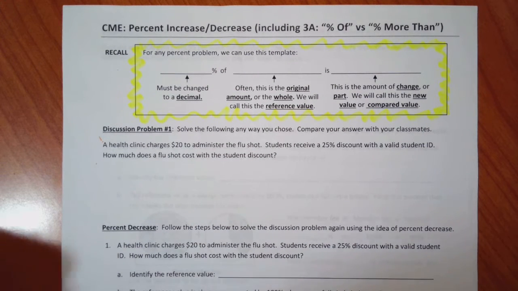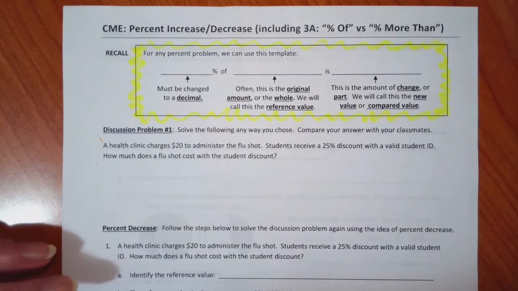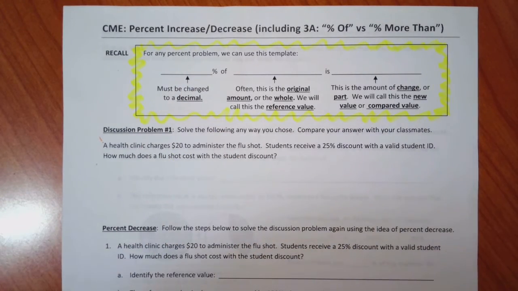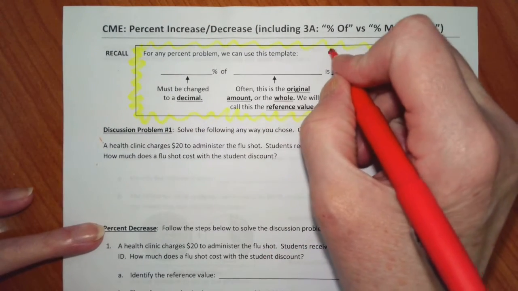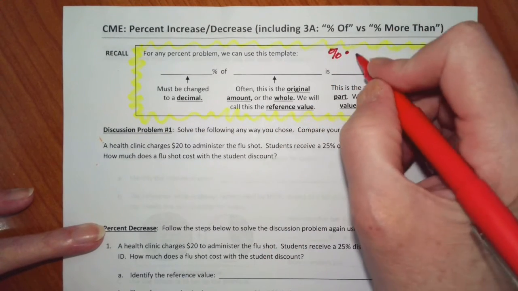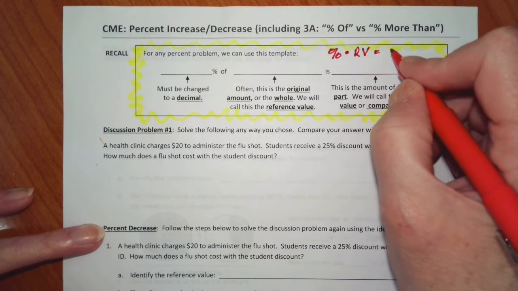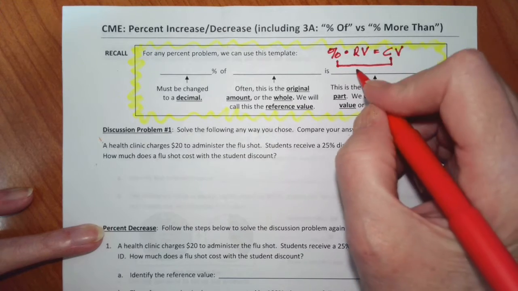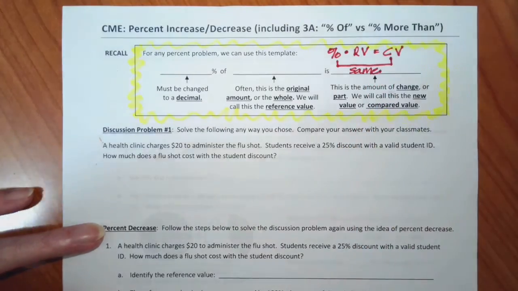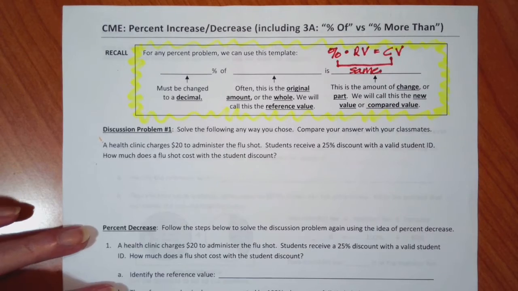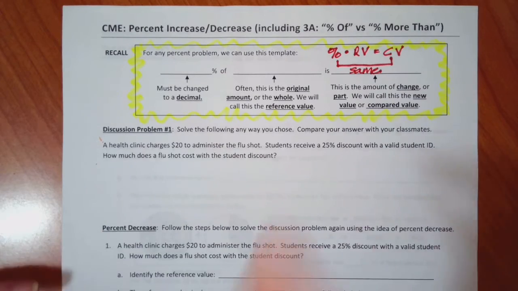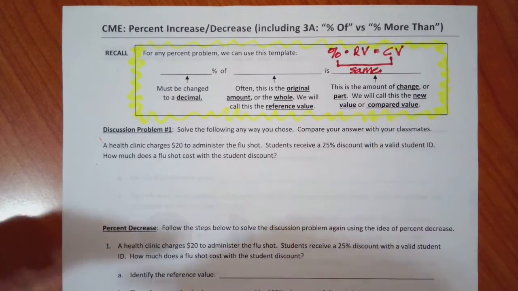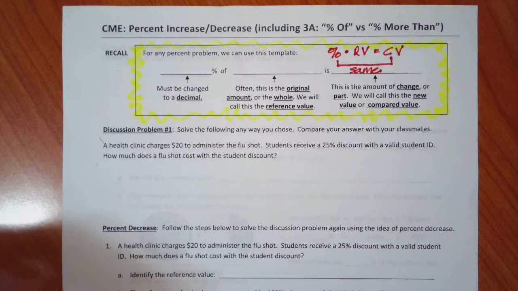Okay, so we have our normal formula here, which when you turn it into an equation becomes percent times the reference value is equal to the compared value. And if you remember, these two represent the same thing. And it doesn't necessarily mean that this is larger than this or anything else. You need to know those terms. What are you starting with? What do they want to know? And what are you taking a percent of?